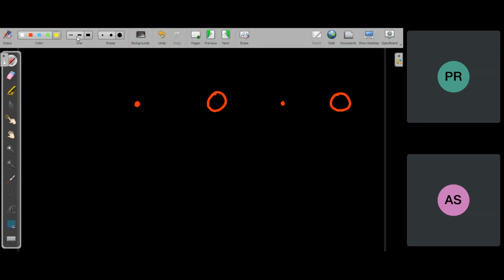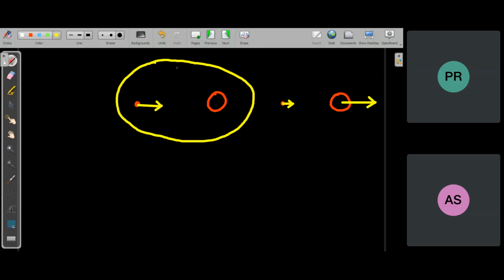Now here you can see that before the collision this particle was moving, and suppose this particle was at rest. After the collision also this particle's velocity will decrease slightly. But what will happen to this particle? It was initially at rest, but now it will be moving with some velocity. Now you tell me, before the collision, separation between these two particles was increasing or decreasing? Decreasing. And what will happen after the collision? Separation between these two particles will increase.